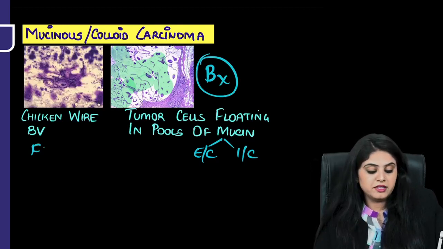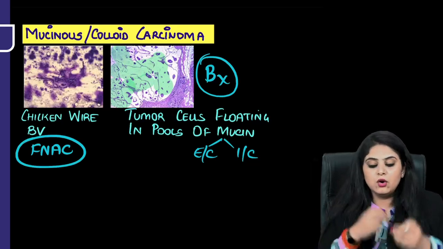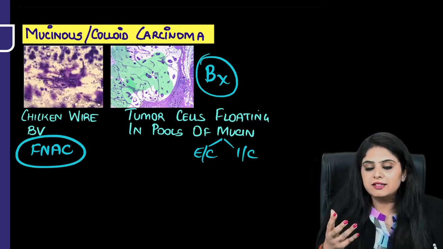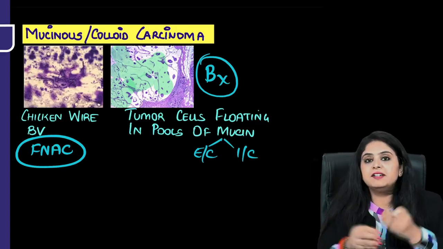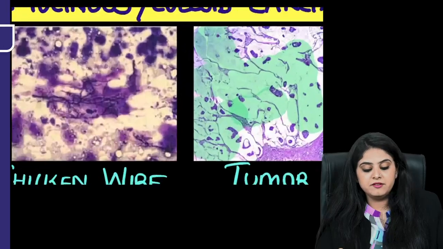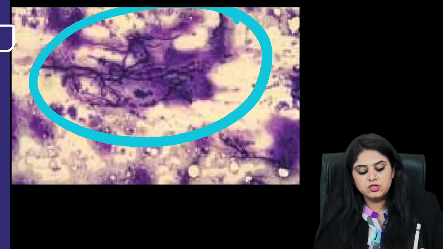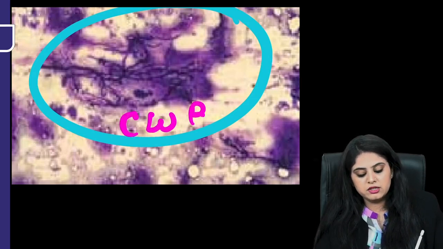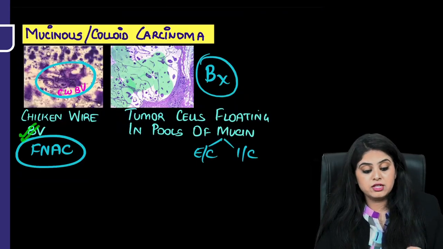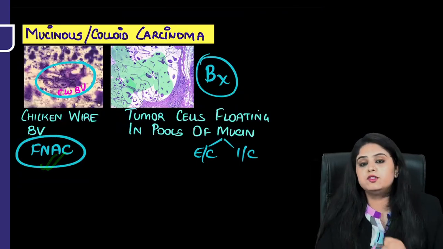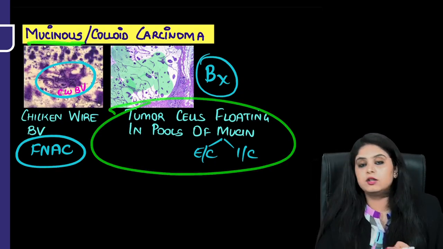What do you see on an FNAC? We see the famous chicken wire blood vessel. Now there is so much mucin. Everyone uses wireless earphones now, but once upon a time we used to use wired earphones, and all the wires used to get entangled. Same way, if you notice, all the blood vessels over here have gotten entangled. This is known as the chicken wire blood vessel. Very important question: chicken wire blood vessel is seen on the FNAC of which breast tumor? Mucinous or colloid carcinoma. Mucinous will tell me lots and lots of mucin.